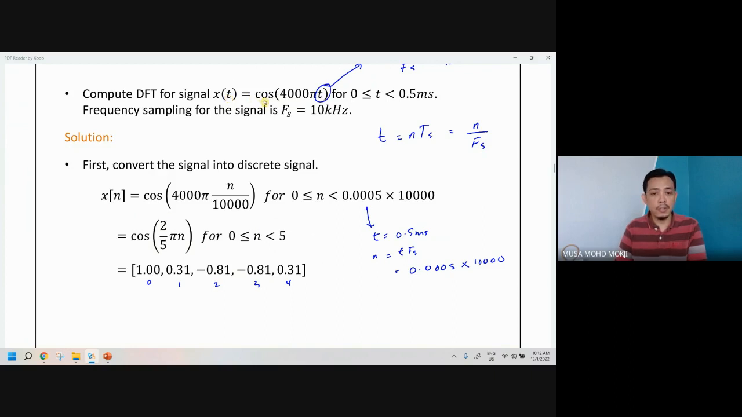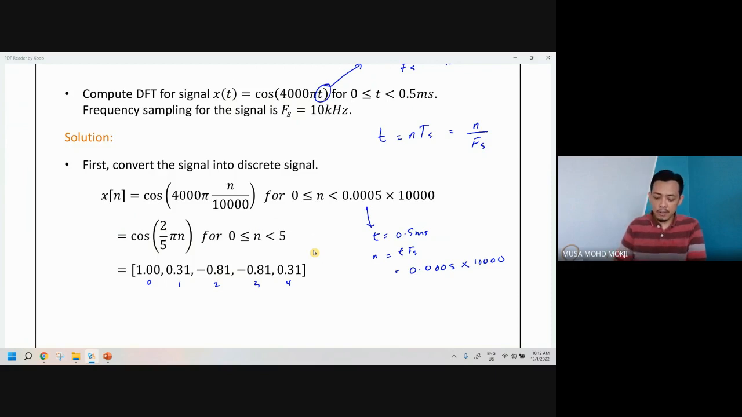So it's not possible, because the vector will be infinity. You will have an infinity number of points for this one. So that's why we have this. And then this is actually very short, because we have only 1, 2, 3, 4, 5 samples. Of course this is an example to show some concept. So that's why the signal is very short.